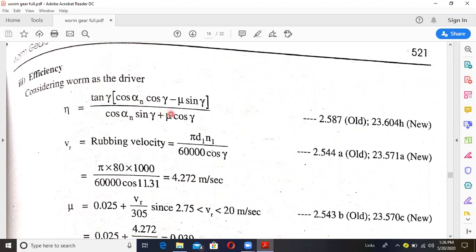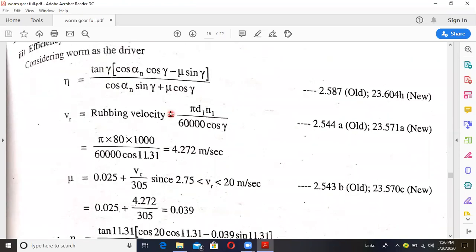Mu is nothing but the coefficient of friction. In order to calculate mu, first we have to calculate the rubbing velocity VR. Based upon the VR value, we are going to calculate mu. The formula for rubbing velocity is VR equal to pi d1 n1 divided by 60,000 into cos gamma.